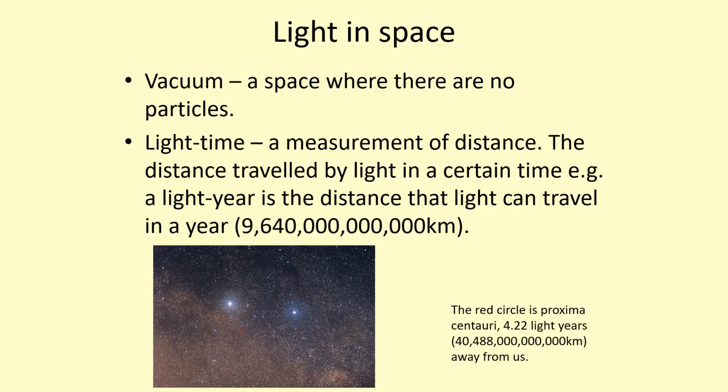Alright, we need to know about the light in space. So a vacuum is a space or a volume where there are no particles. And light can actually travel through a vacuum. It's not like sound, it doesn't need any particles to travel.